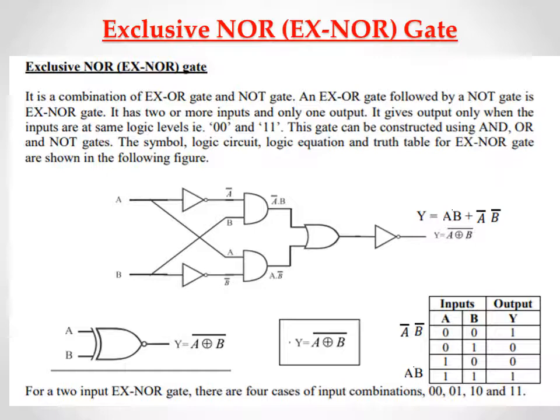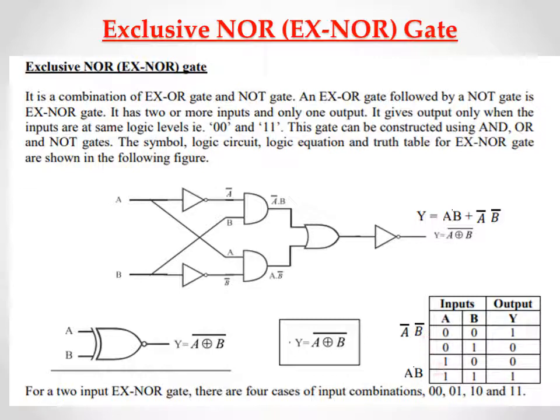The symbol of this exclusive NOR gate is the XOR gate with a bubble at the output. This is the XNOR gate representation. So the expression is A exclusive OR B, the complement. And now let's see the truth table. In the truth table, whenever the two inputs are the same, we are getting the output. So for 0, 0 we are getting high output and for 1, 1 we are getting high output.